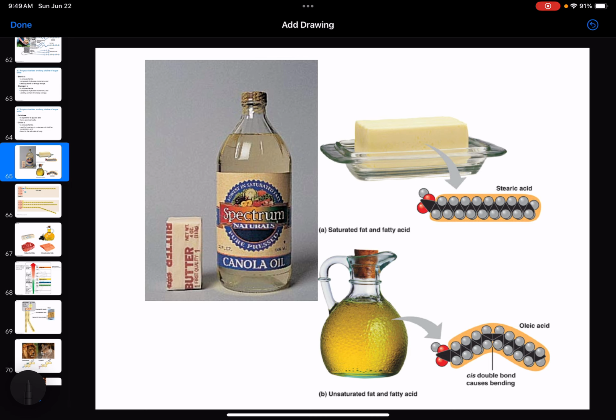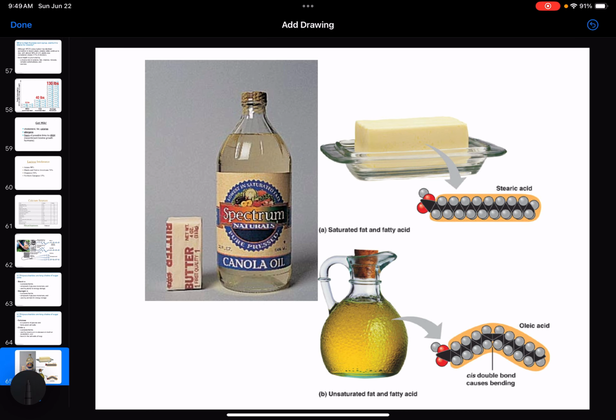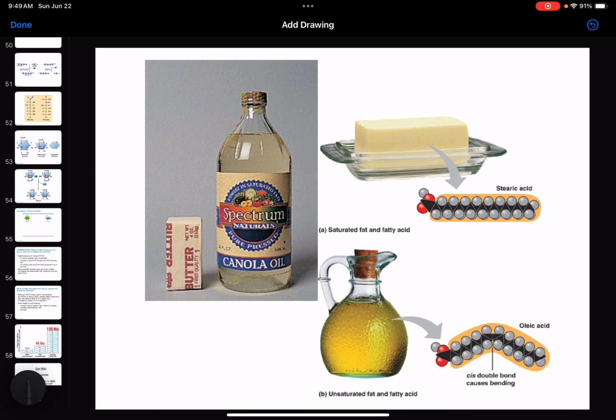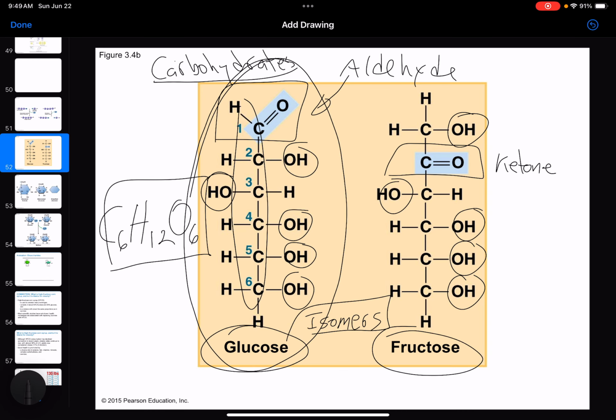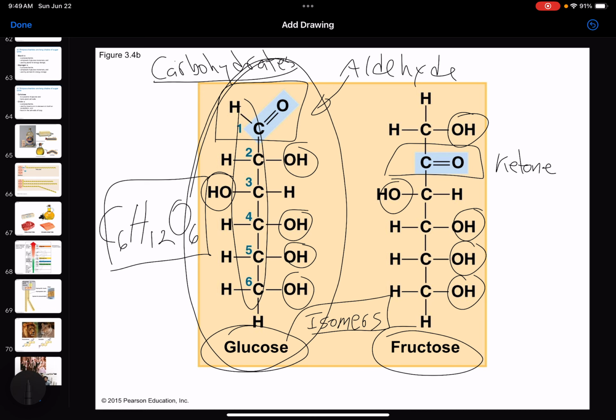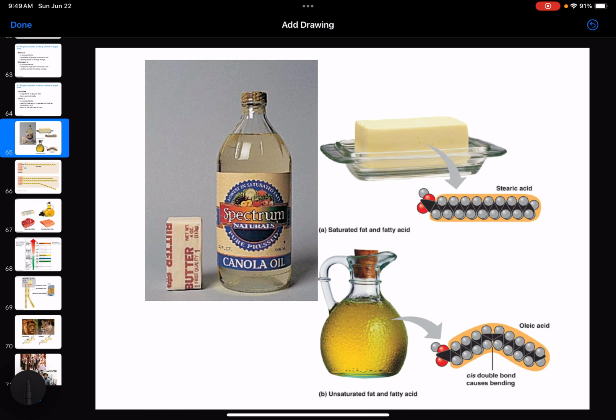All right, so lipids. Lipids are going to look very similar to long chains of carbohydrates, right? Here's what I'm talking about. I'm talking about like this. See that long chain of glucose and fructose? Lipids are going to have that sort of look to them, right? Here's the goals to understanding lipids. I think you already know one thing.